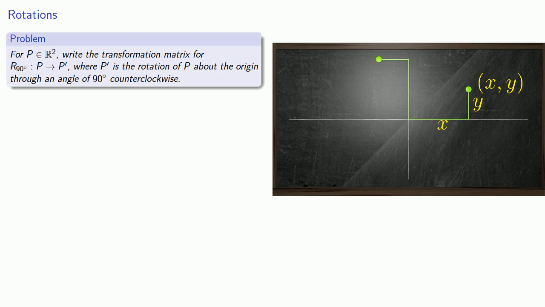And as before, the lengths themselves have remained unchanged. But this time, our horizontal distance will be negative y, and our vertical distance will be x, so our coordinates will be negative y, x. And so, algebraically, our transformation is going to give us a new x-coordinate of negative y, and a new y-coordinate of x. And again, because we want to be consistent, we need to write this as 0x plus negative 1y, and 1x plus 0y. And the coefficients of these formulas give us our transformation matrix, R90.